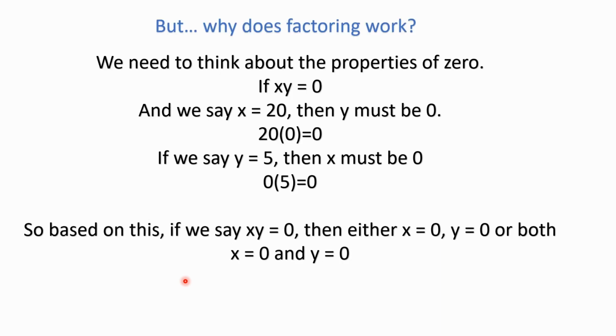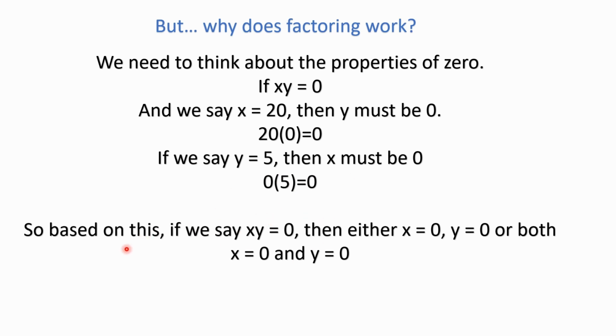So you may be asking yourself, why does this factoring work when you're solving equations like that? Well, we need to think about the properties of 0. If you had something like x times y equals 0, and you say that x is equal to 20, well, y must be equal to 0, right? Because 20 times 0 is 0. In the same way, if we have x times y equals 0 and we say y is equal to 5, well, that means that x must be equal to 0. Why? Because 0 times 5 is 0.